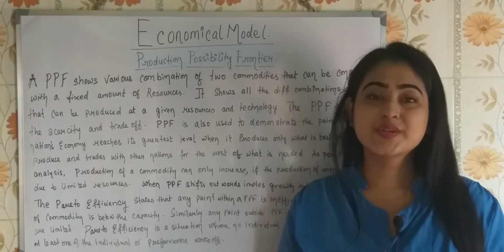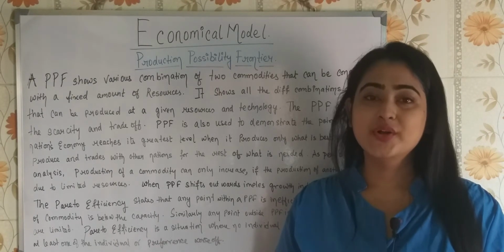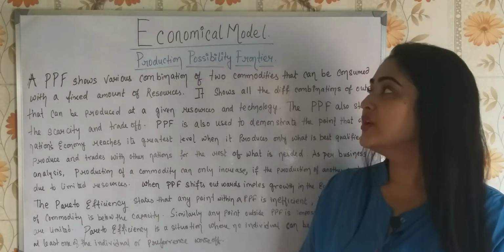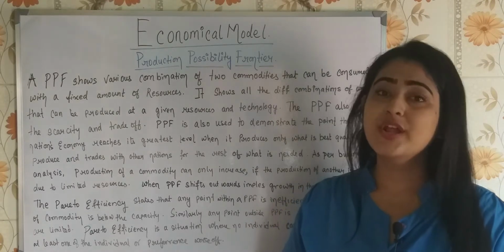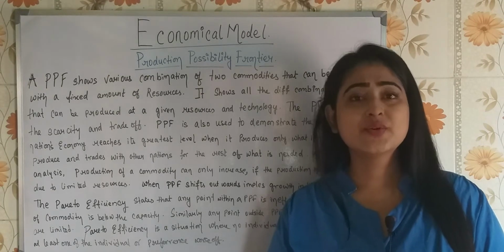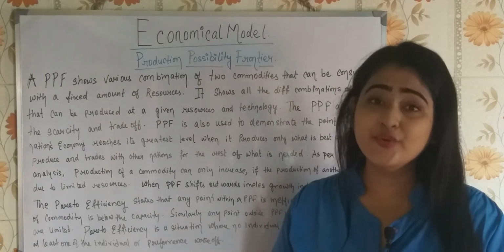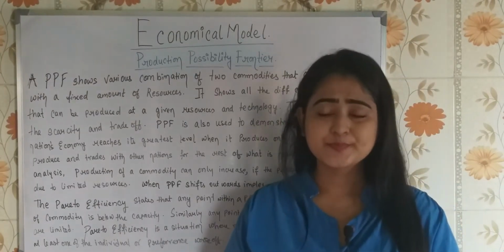Here we discuss some important topics in really simple words so that it's easier for you all to understand and keep things in mind. So today our topic of discussion is going to be another economic model, which is called the production possibility frontier. Earlier we have already discussed an economic model called the circular flow model, and now we are going to discuss the production possibility frontier.